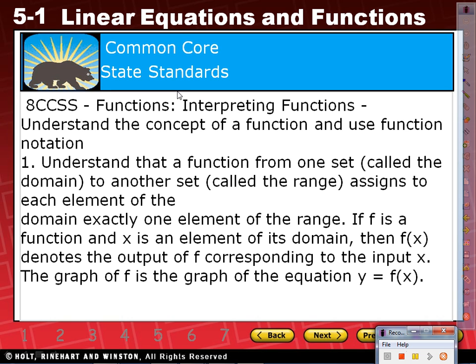Once again, our lesson for today is linear equations and functions. So we're extending now what we saw last time in regard to relations and functions. And now we're getting into graphing, and today specifically linear equations. Linear functions.